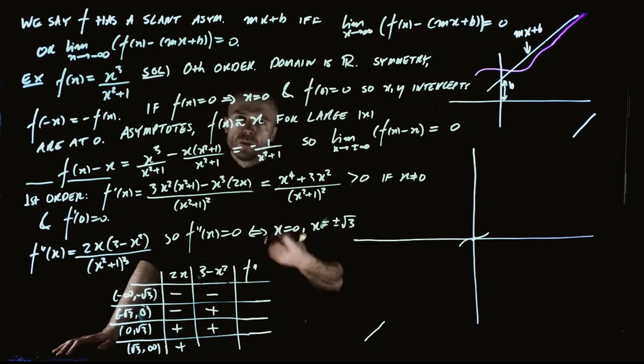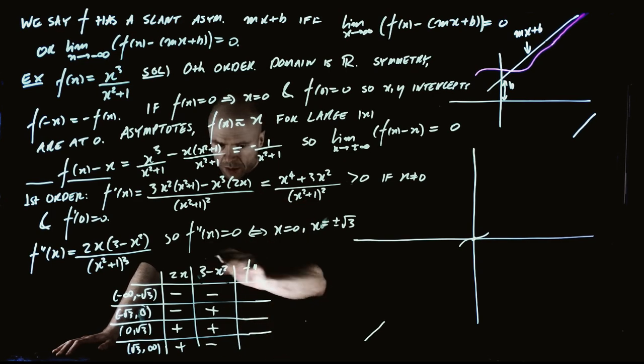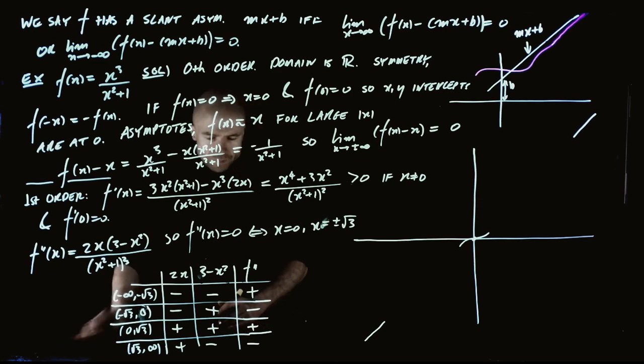And here we have a number which is bigger than root 3, so we square it, it's going to be bigger than 3. So 3 minus a number bigger than 3 is minus right here. So we have minus, minus, positive, minus, positive, minus, positive, positive, positive, positive, and then minus. Cool.